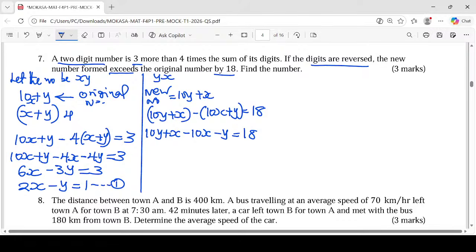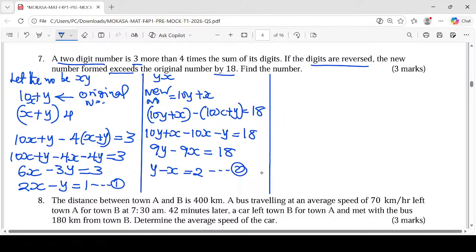Collecting like terms, we have 10y minus y, which is now 9y. Then x minus 10x is negative 9x, is equivalent to 18. This can be simplified by dividing through by 9 to make it y minus x being equivalent to 2. This gives you equation 2. So now we can solve the two formed equations simultaneously to get the values of x and y.